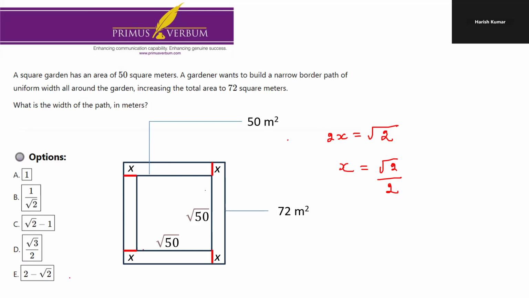Is it there in any of the options? Well, no, it's not there. So maybe I'll see if I can present this in a different form. Now, this is in a rationalized form. That means the denominator is a rational number. But I know that I can simplify this by canceling root 2s. So basically, I can transform this into 1 by root 2, which is the non-rationalized form of root 2 by 2. Now, do I have it here in the list of choices? Yes, I have it here in B. So B is the correct answer.